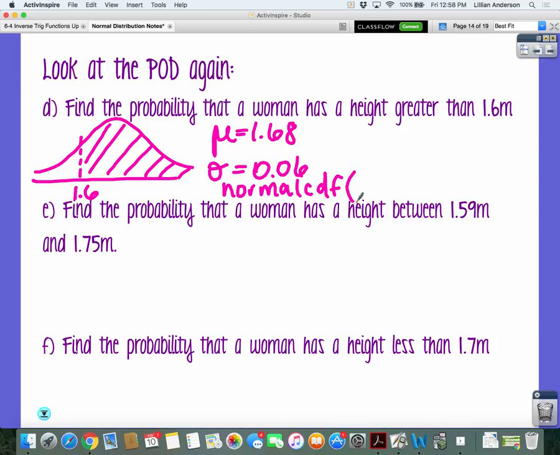Okay? So, what you do is you plug in your lower bound. Now, lower bound represents the smallest number that has divided your region, the area you're trying to find, okay? So as you see, it's everything from 1.6 and greater. So 1.6 is actually your lower bound. So you type 1.6 and then you type in a comma.